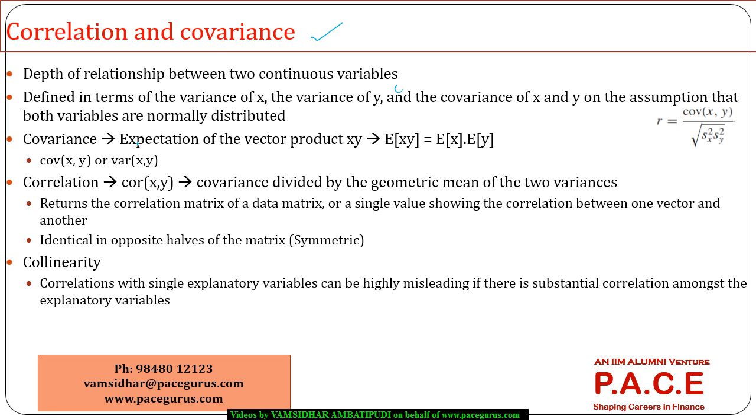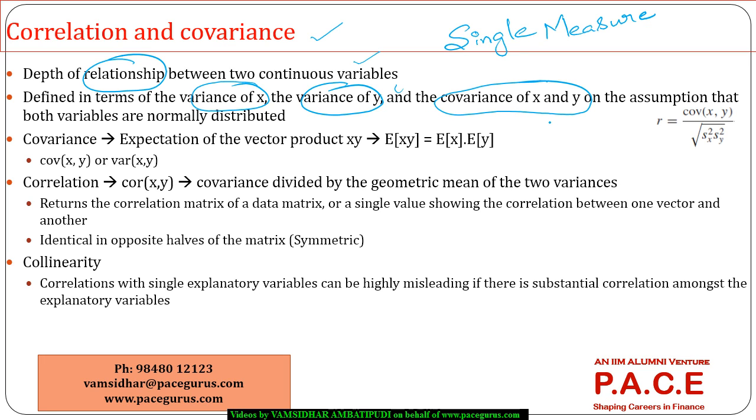The concept that we are talking of is correlation and covariance, which talk about the depth of relationship between the two continuous variables. It's one single measure which we use to measure the strength of the relationship between the two continuous variables. The way correlation is computed, it takes the variance of x, the variance of y, and the covariance existing between x and y. And one major assumption in the computation of the correlation is that both the variables are normally distributed.